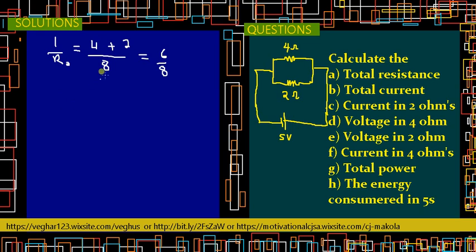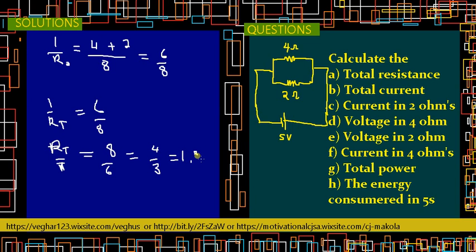From here you have to change it, so taking this on top, you bring it down, you have R total over 1 equals 8 over 6. 2 goes into 8 4 times, and 2 goes into 6 3 times, which equals 1.3 recurring ohms. So now we are looking for the total current.